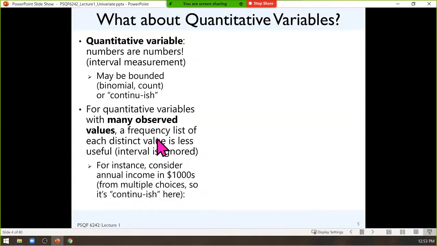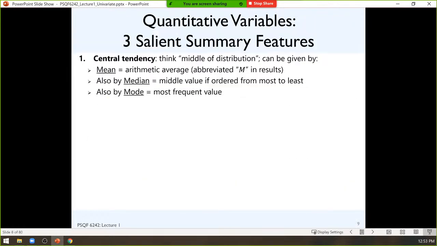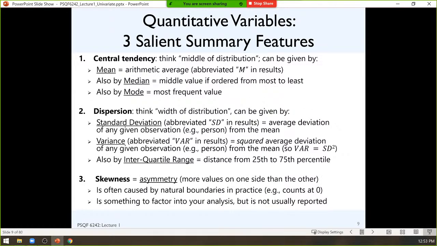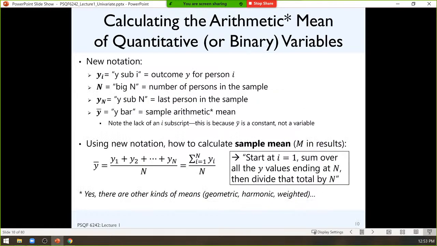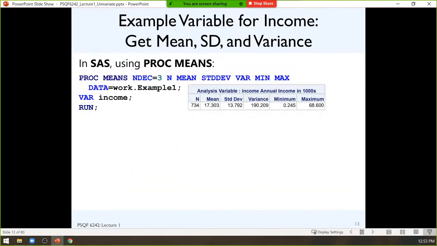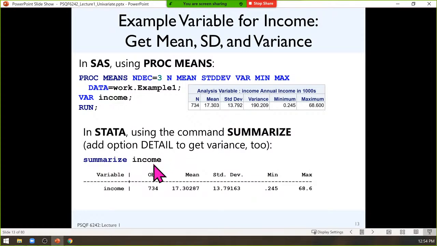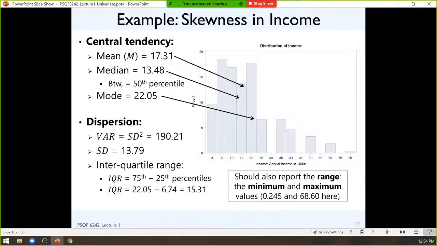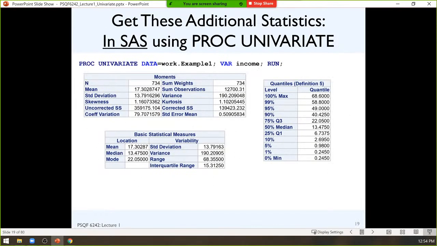To get descriptive information for quantitative variables, the central tendency, dispersion, skewness, percentiles, all that good stuff. Proc means will give you some of it in SAS, summarize in Stata, and proc univariate, here it is, in SAS will give you the rest. So 75th percentile, 50th percentile, 25th percentile, interquartile range, all that extra stuff that one might want to report as well. Okay.